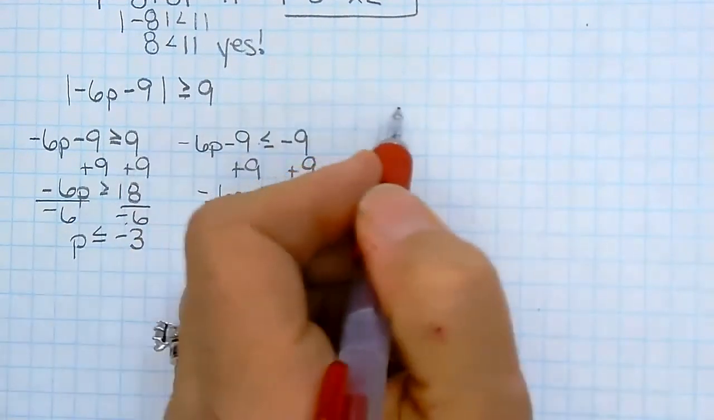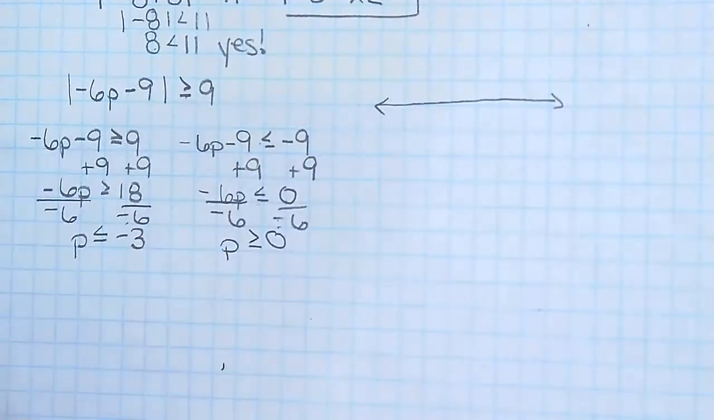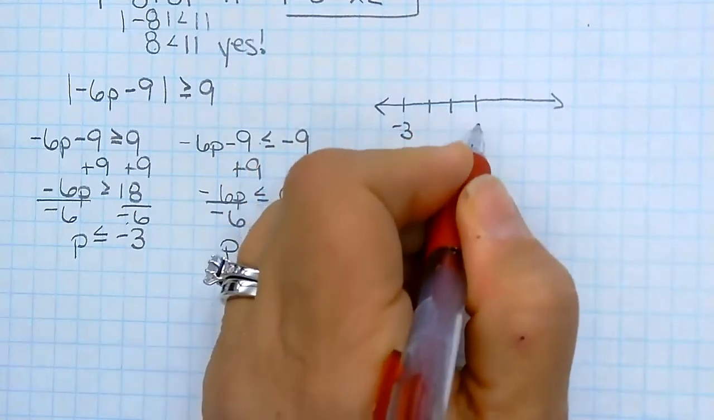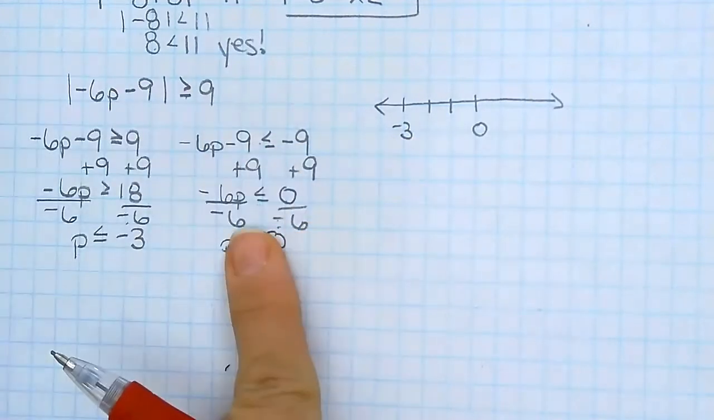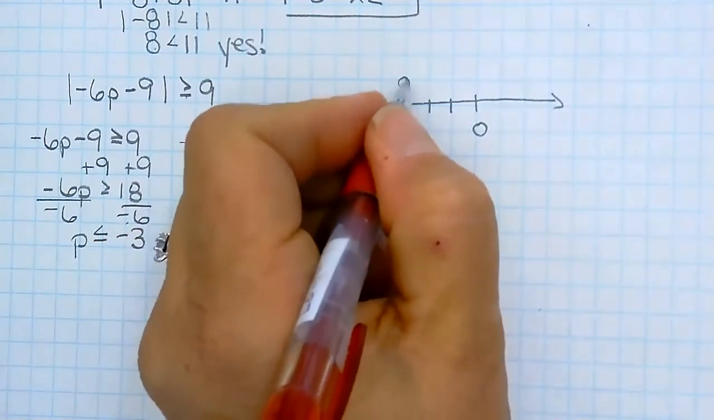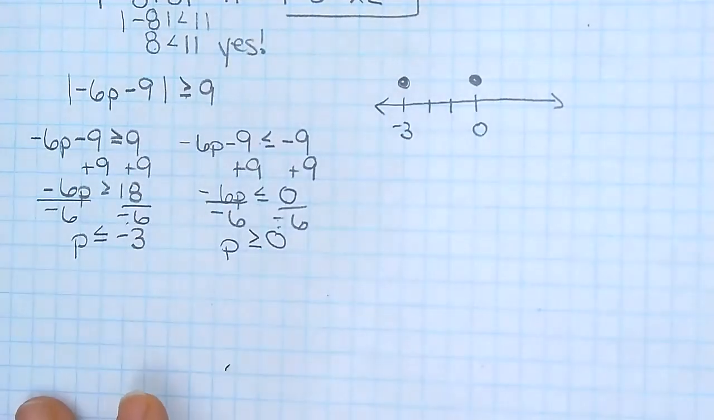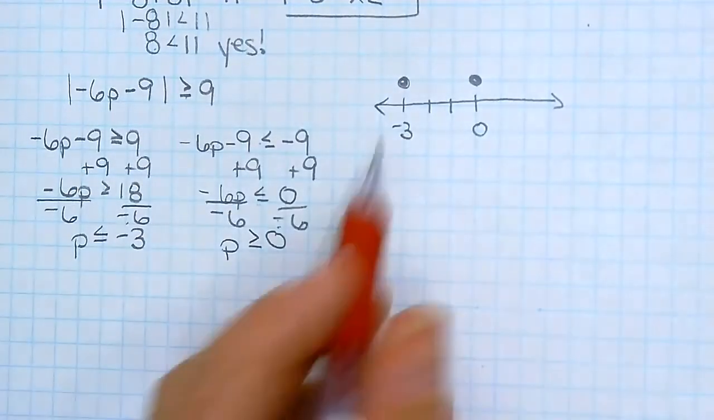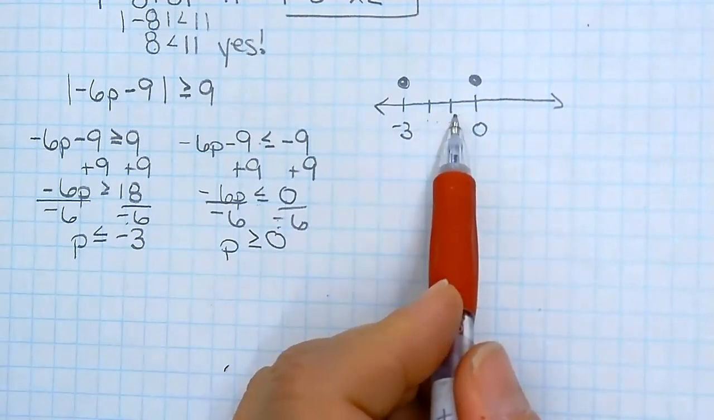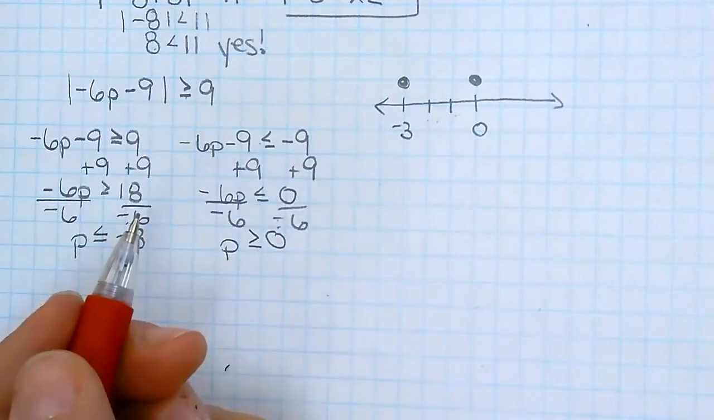Make our number line. So -3, -2, -1, and 0. My points this time are going to be closed. Now we want to test a point that's in between this, and that's either -1 or -2. And I'm going to try -1. So I'm going to put -1 back in here and see what happens.